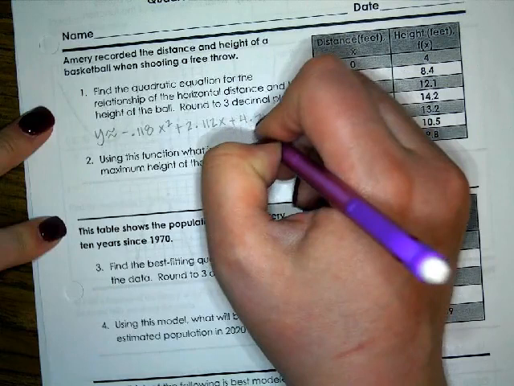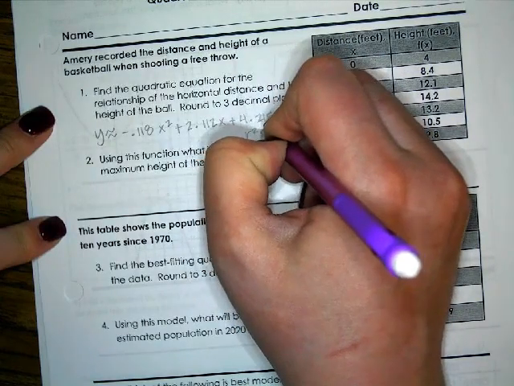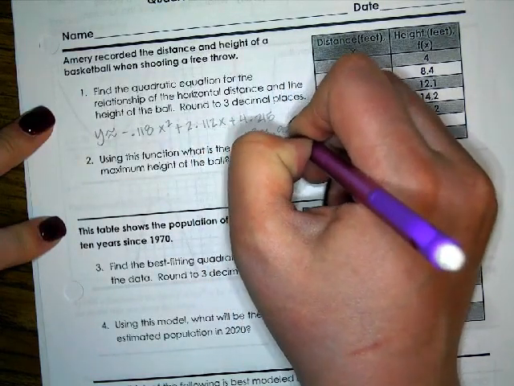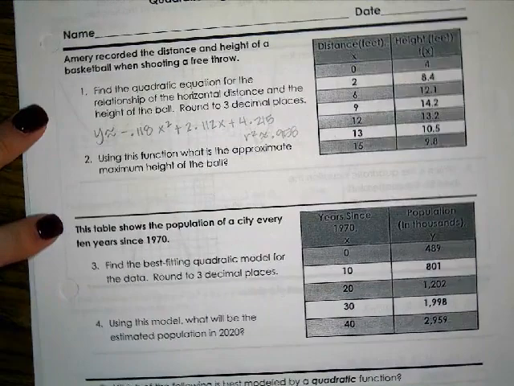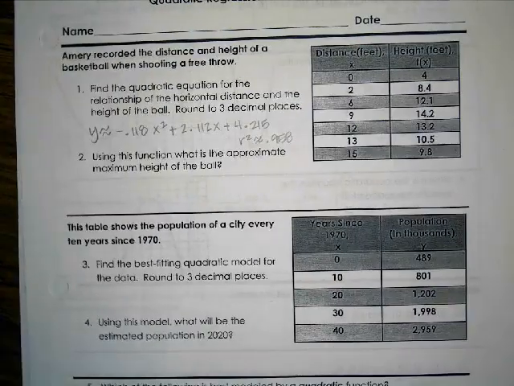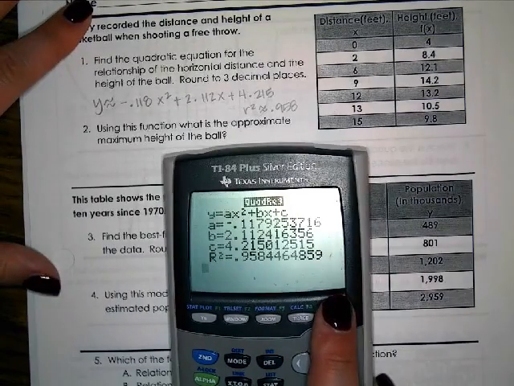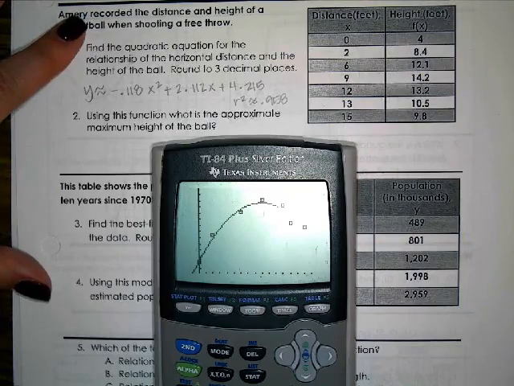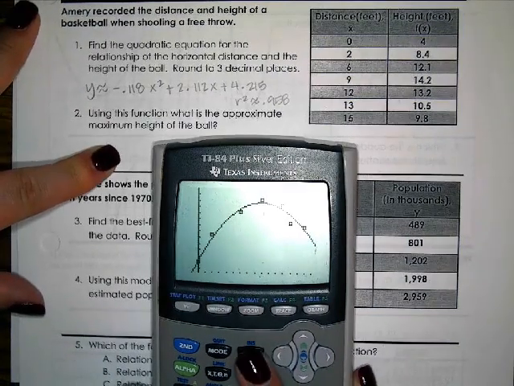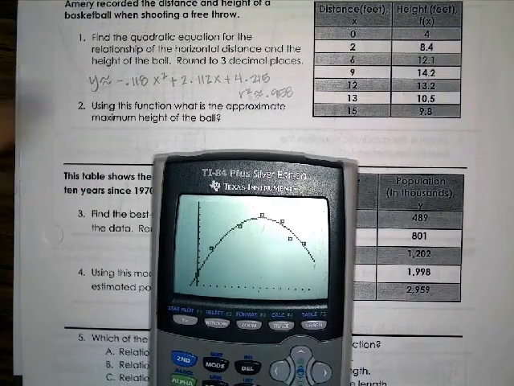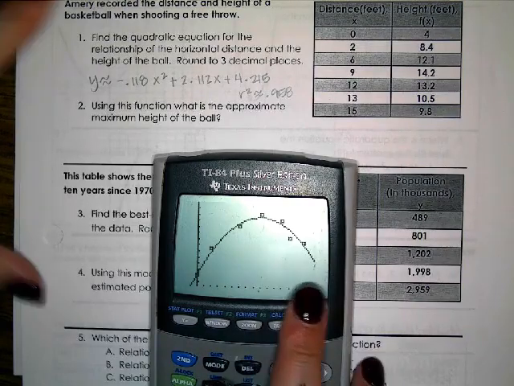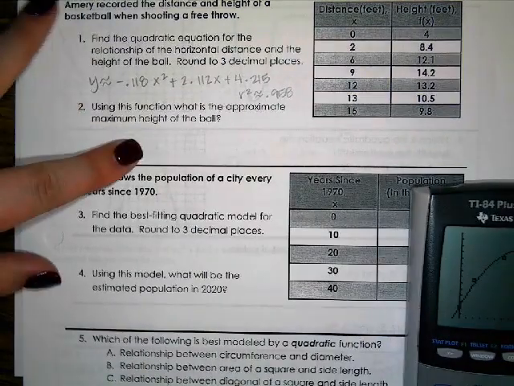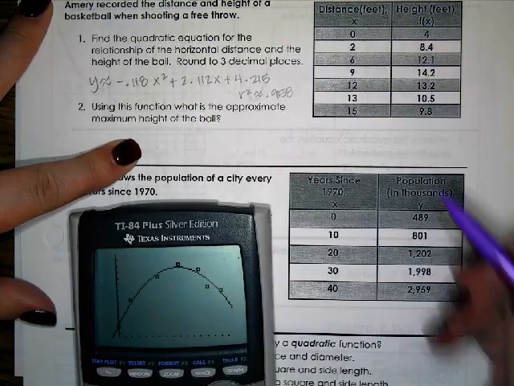Now from here, I'm going to go ahead and hit the graph button. There, I can see it. Now, number 2, they're saying take this and find the height of the ball. So if we look at this, use this to find the maximum height of the ball. The x-coordinate is the distance. The y-coordinate is the height, right?